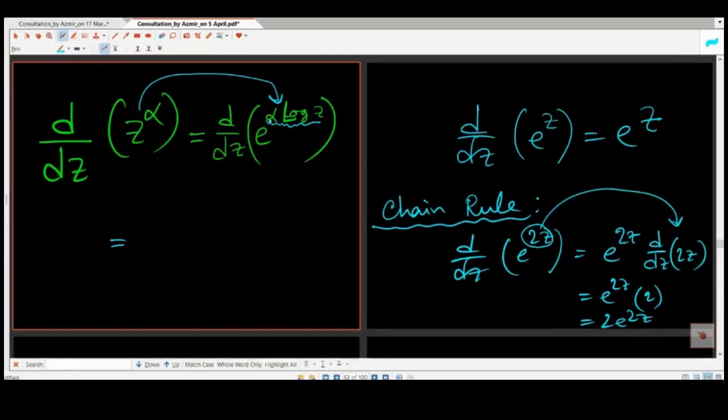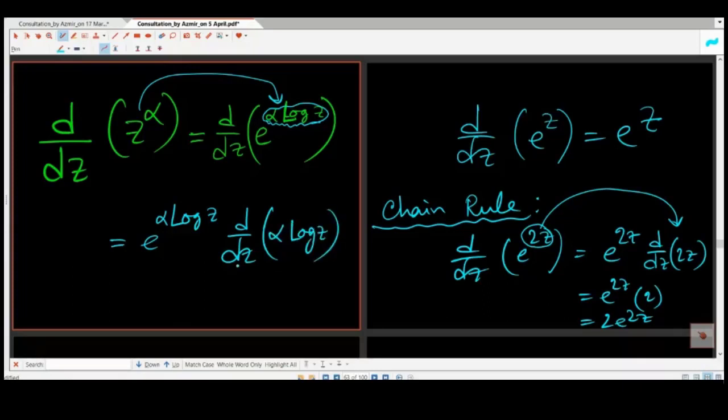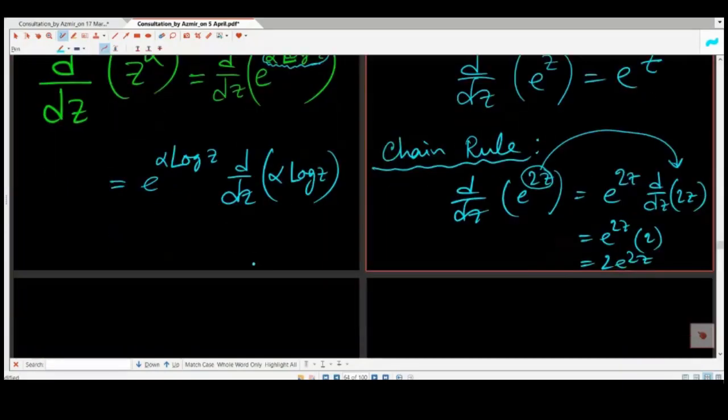So differentiation of e to the z is e to the z. Since we have considered this one as z, this should be in differentiation form. So alpha is a constant. We know that if we have any constant, that can be pulled out. So e to the alpha log z, this alpha is pulled out.